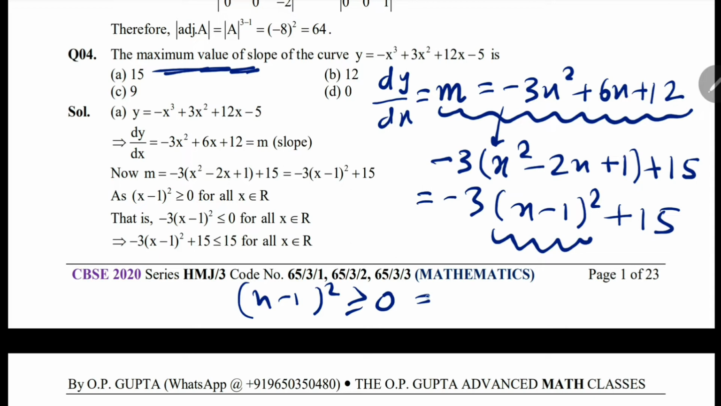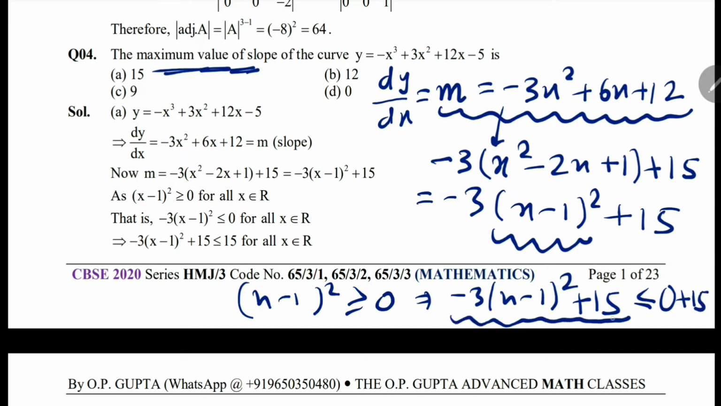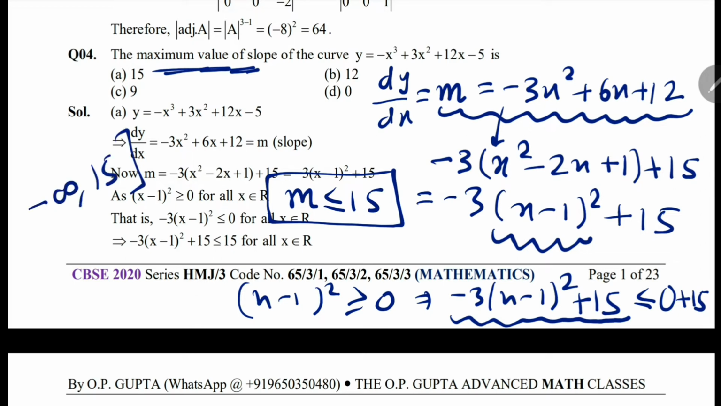Now when we multiply this expression by -3, it will be -3 times (x minus 1) whole square less than or equal to 0, and then we will add 15 both sides. So in that case, this is the expression of m which is less than or equal to 15. Therefore its maximum value will be 15, because if m is less than or equal to 15, that means m can be from minus infinity to 15. Therefore its maximum value will be 15, and hence option A must be correct for this problem.